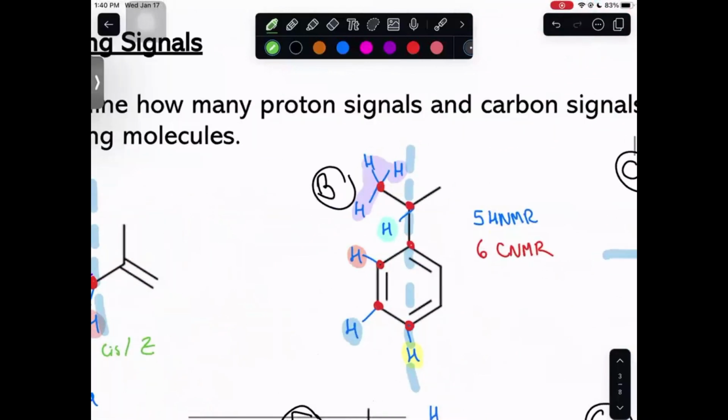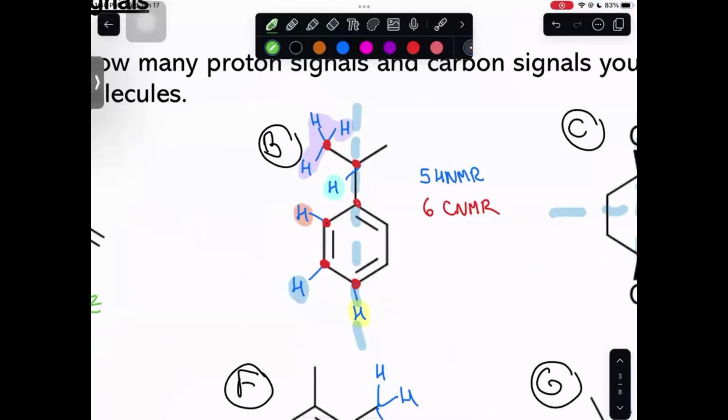Okay, now this one. For B, again, first thing that I have to do before looking at the environments is symmetry. In that case, we only have one plane. So that means that again, I only look at one of those sides. Now, we start from the top. We have a methyl group, unique environment. Then we have the little baby hydrogen that a lot of students forget. So please do not forget about this one in here, the green one. That's in the junction of the carbons.